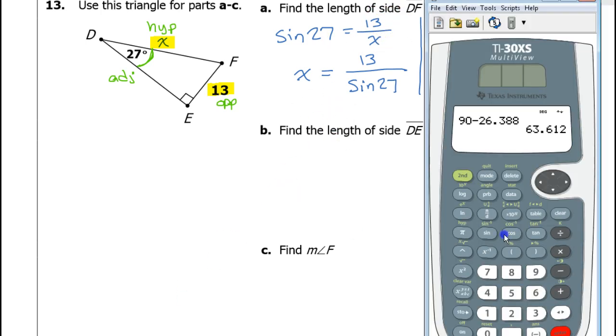Okay, so I'm going to put this in my calculator. 13 over sine 27. That's 28.635. Got to round up.